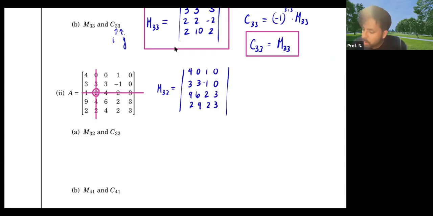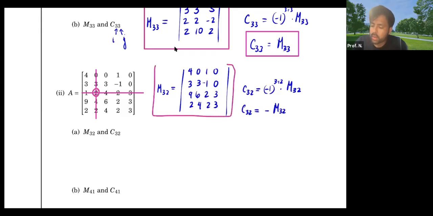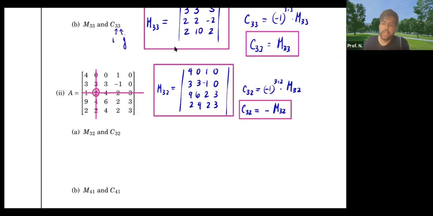And then what would C32 be? What would be the cofactor of the entry 3, 2? It would be -1 raised to the 3 plus 2 power times the minor M32. But 3 plus 2 is 5. -1 to the 5th power is negative. So C32 would be negative M32. And that's how this goes. That's all this is doing. I'm getting the determinant of a smaller matrix, and then the cofactor would be either the negative or positive of that determinant. Okay. And then that's C32.